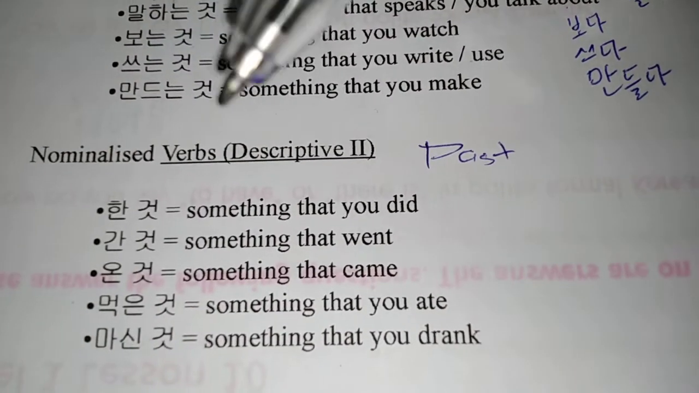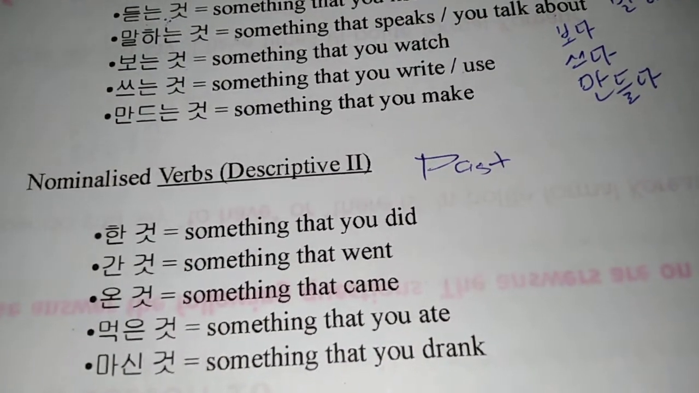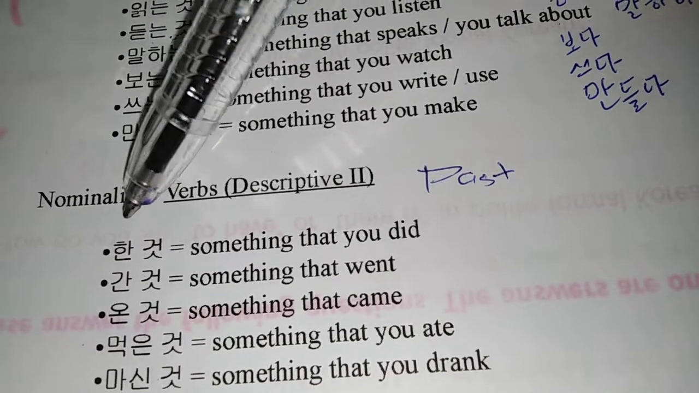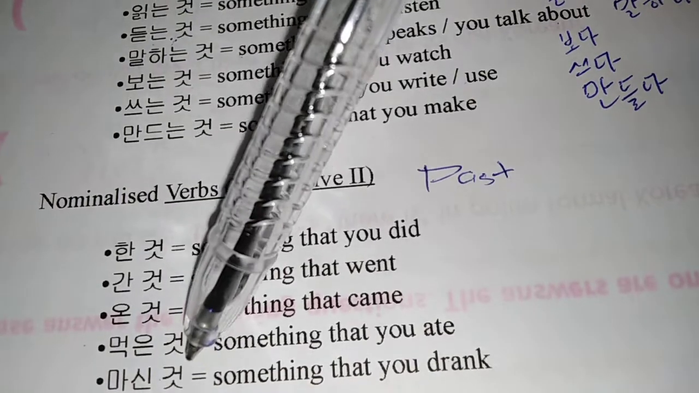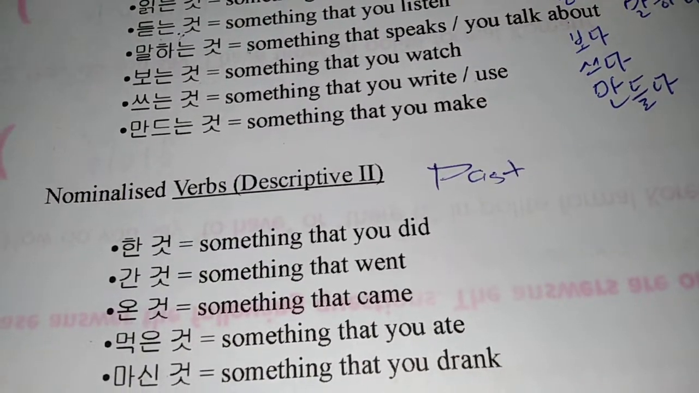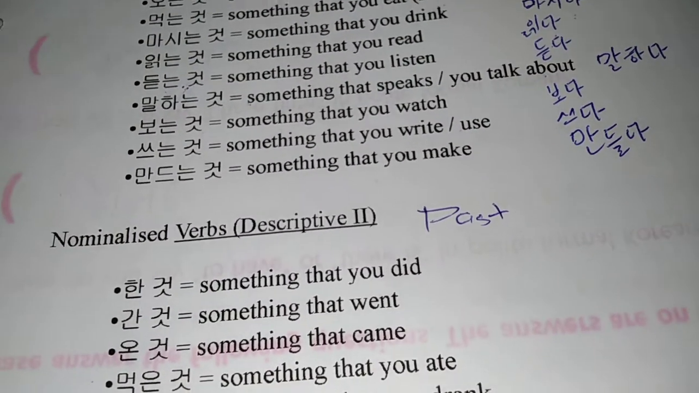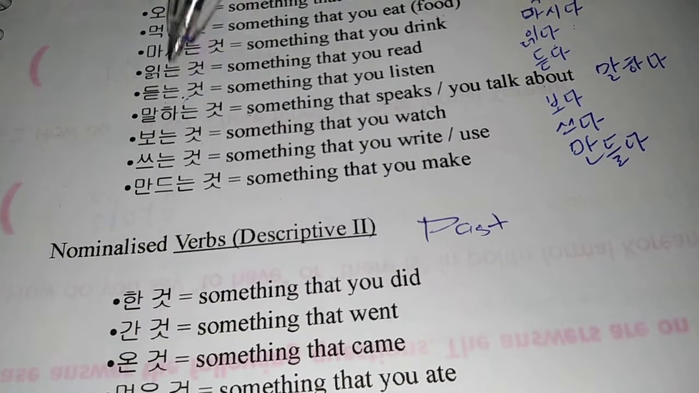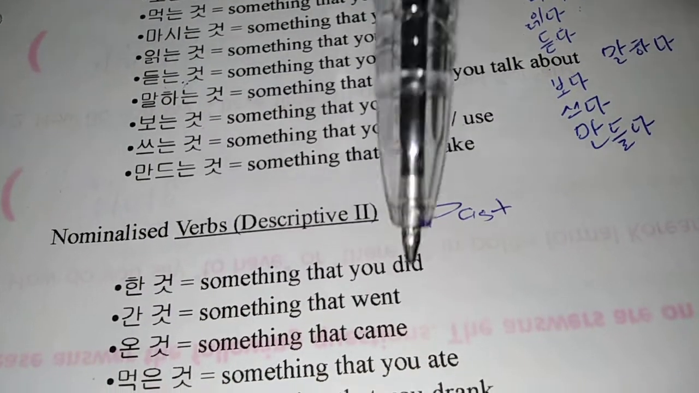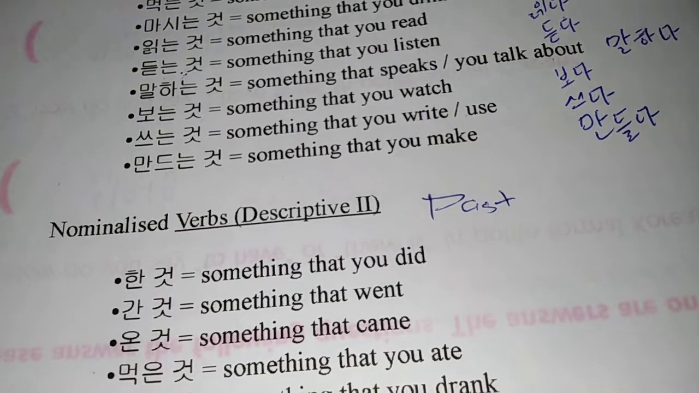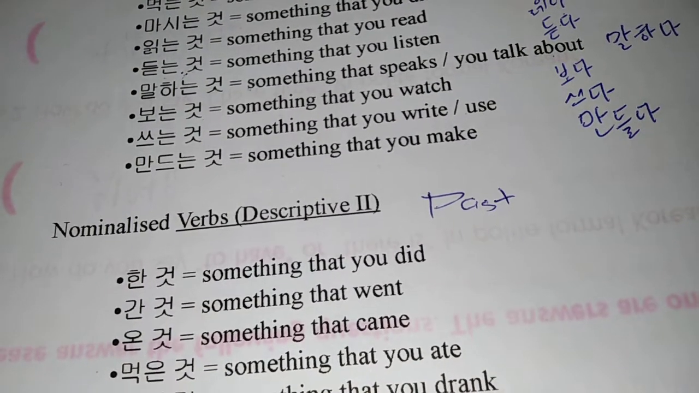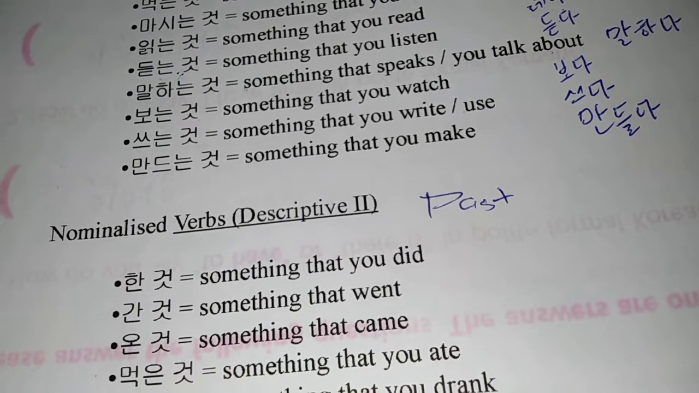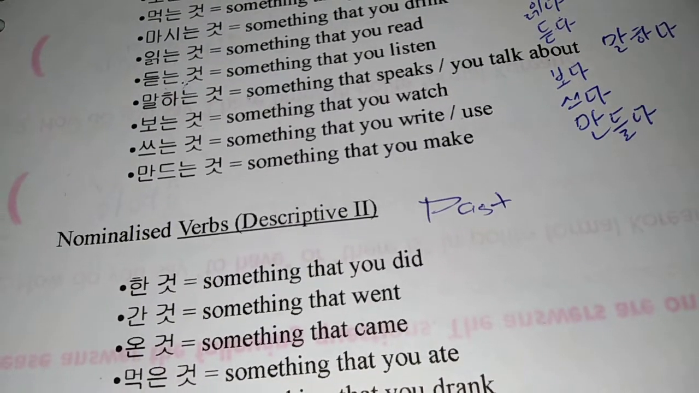In the same way, you have some of those examples made into past tense: 한 것, 간 것, 온 것, 먹은 것, 마신 것. So you could try doing the leftover examples given here and making them into past tense, so that you can practice the normalization process. And there are also a lot more verbs for you to try out.